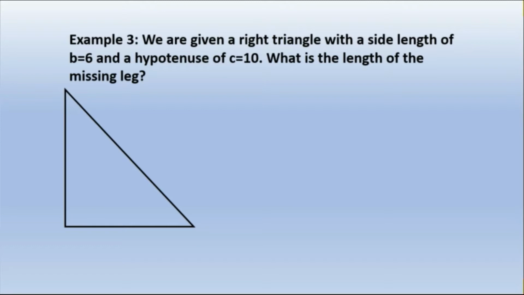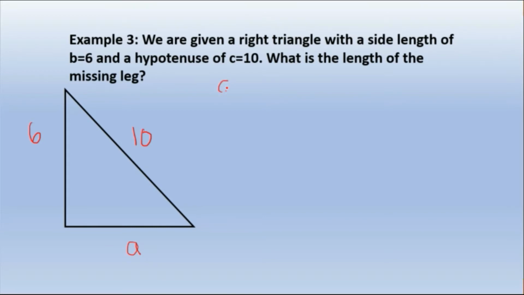Alright, so for our last example here, we're given a right triangle with side length of b equals 6 and a hypotenuse of 10. What is the length of the missing leg? Okay, so we have 6 over here. We're going to call this side B. We're looking for A, and our C is 10. So this still works the same, even though we're not looking for the hypotenuse. Now we're looking for a leg. We can still use the Pythagorean theorem.